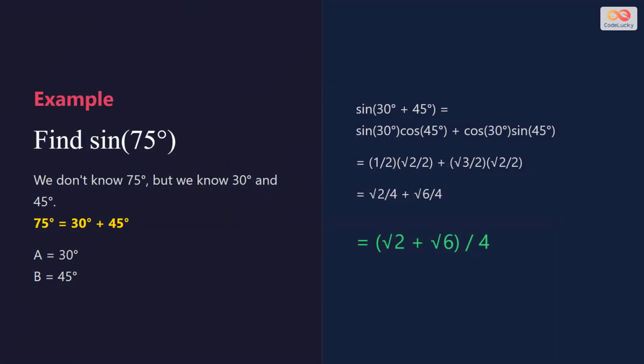Let's use this formula to solve a problem. Suppose we need to find sine of 75 degrees. We don't have that on our standard unit circle, but we can split 75 into 30 plus 45. By plugging these values into our new formula, we can calculate the exact value without a calculator.